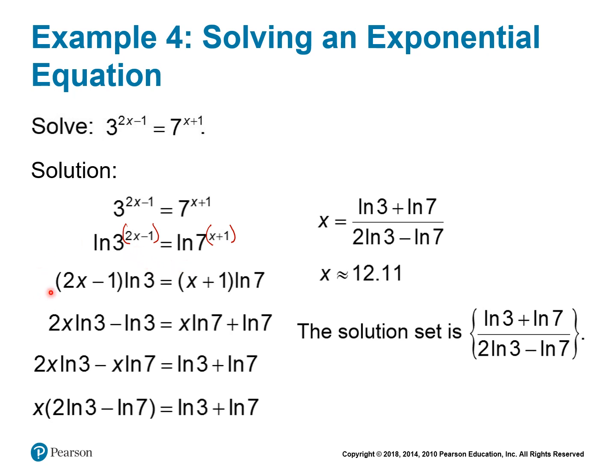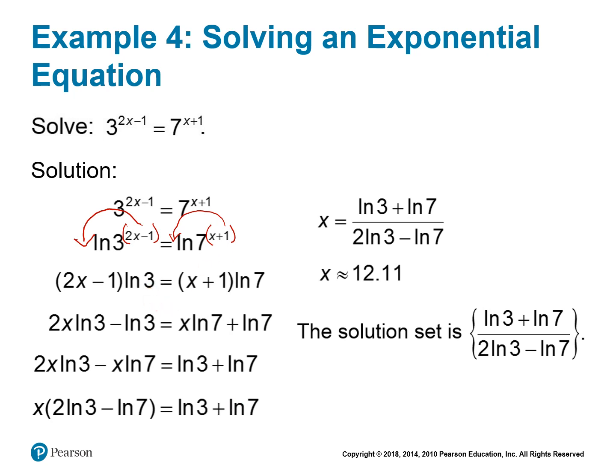So what they've done in the next step here is apply the power rule to expand the form. They have multiplied ln 3 and ln 7 with the exponent, getting 2x minus 1 times ln 3 equals, on this side too, they have multiplied ln 7 by x plus 1 by writing it on the left hand side. Okay, so that step is completed.